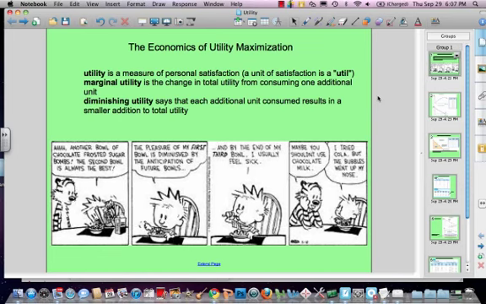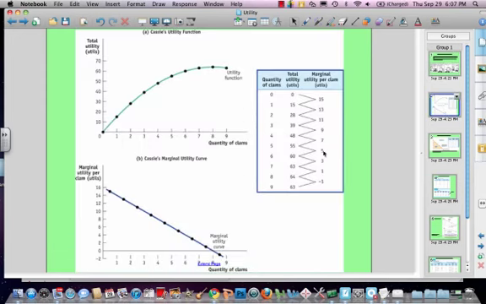Marginal utility is the change in total utility from consuming one additional unit. Diminishing utility, or diminishing marginal utility, says that each additional unit consumed results in a smaller addition to total utility. Let's look at that on a graph.